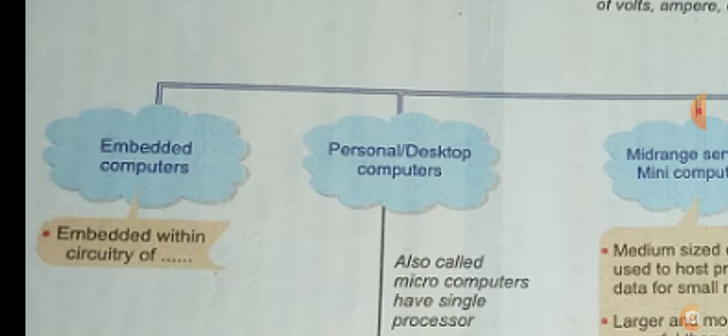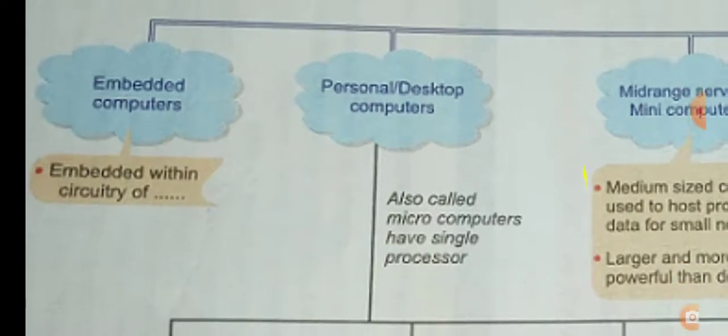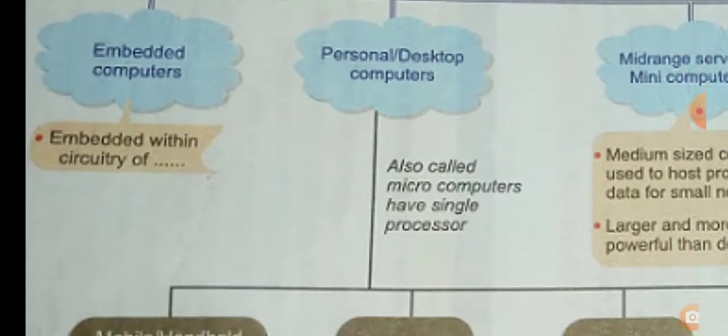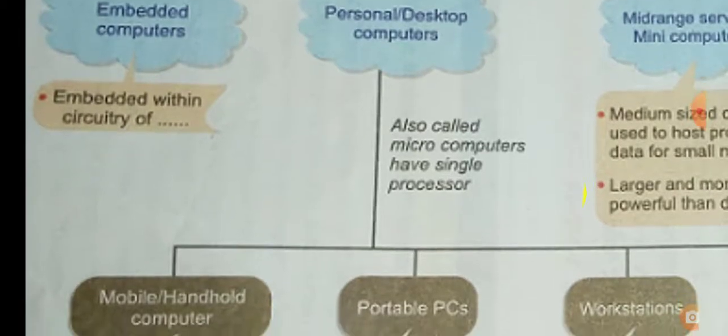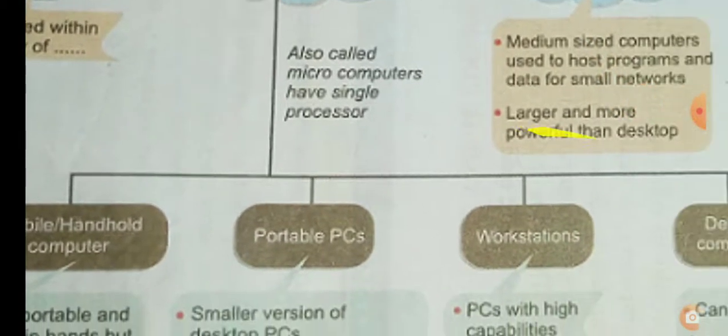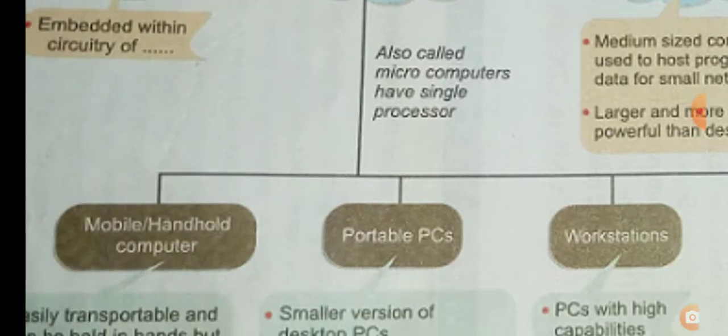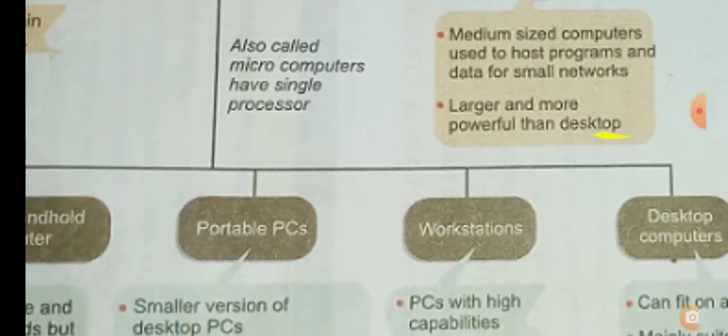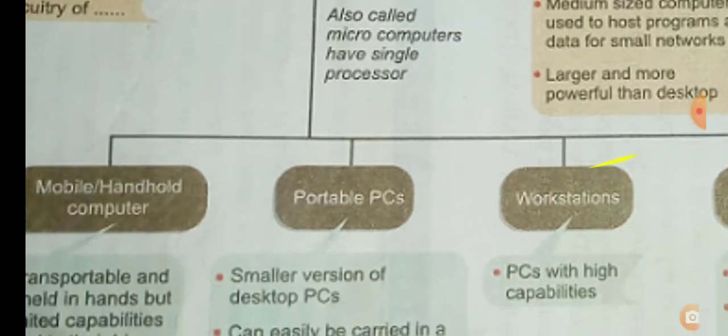And second is personal desktop computers. Personal computers, also called the microcomputers, have a single processor. Again, personal or desktop computers are divided into four different categories. You can easily see that: first, mobile or handheld computers. Second is portable PCs. Third is workstation, and fourth is desktop computers.